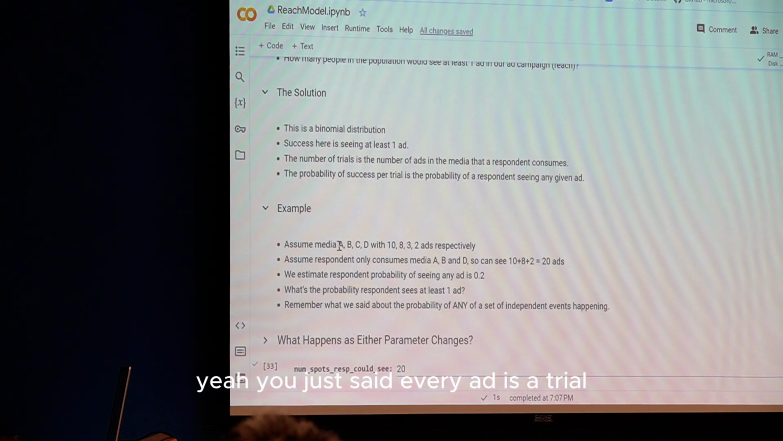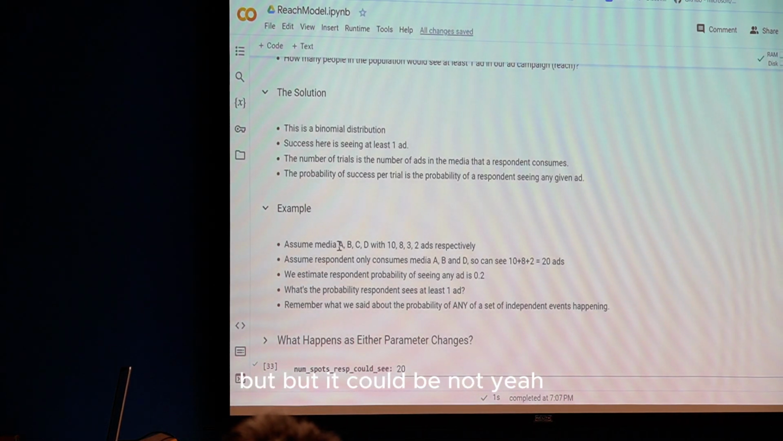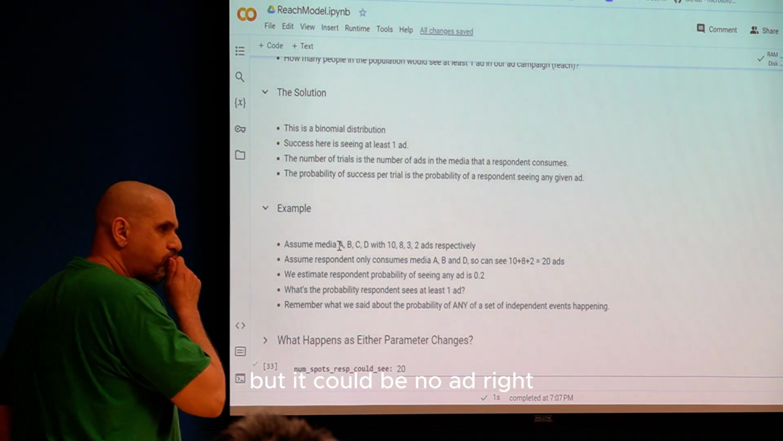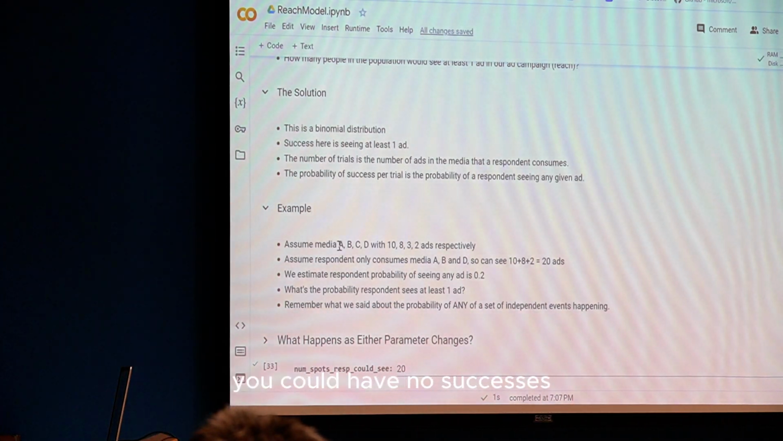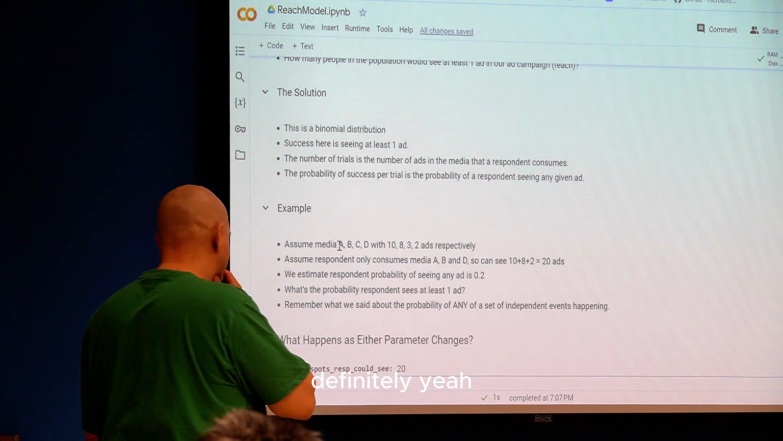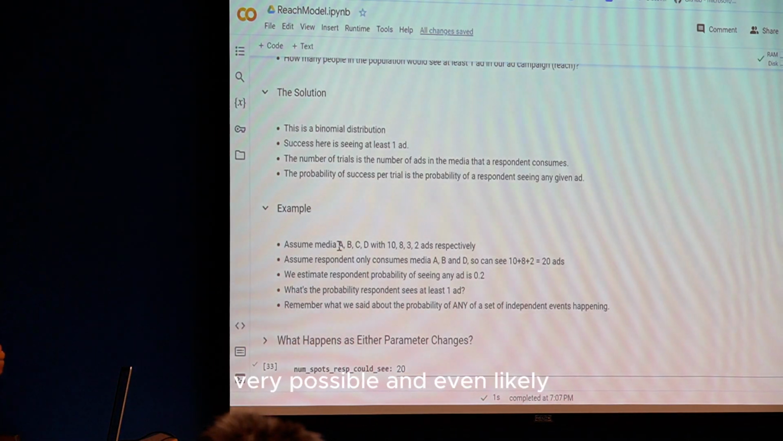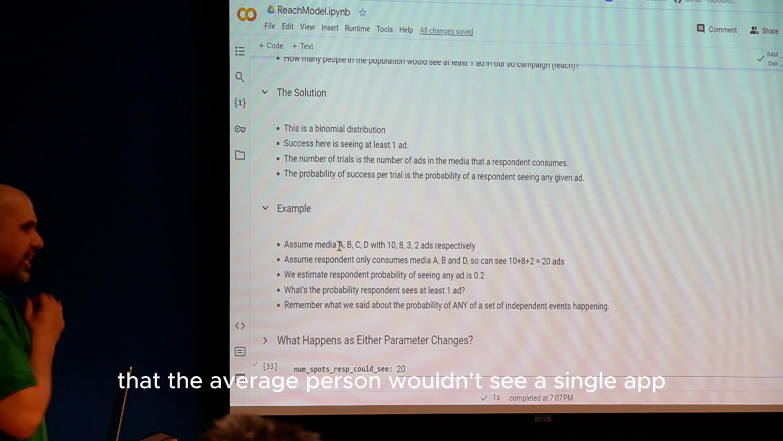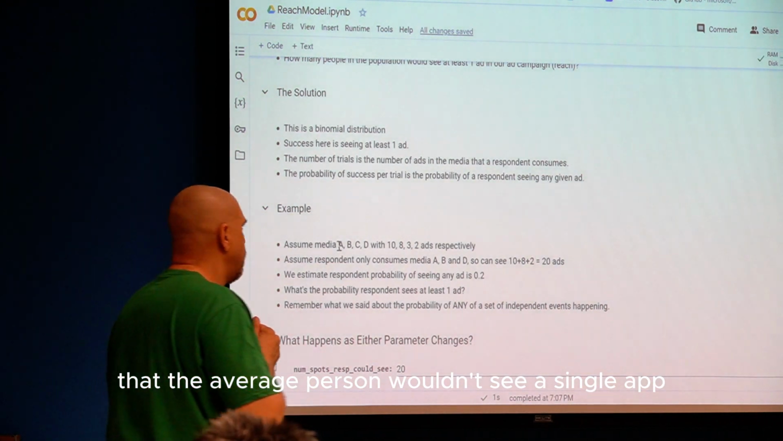You just said every ad is a trial, but it can be not. Yeah, but it can be no ad. Right. Just like rolling a die, you could have no successes. Gotcha. That's a good question. So it's very, very possible and even likely that the average person wouldn't see a single ad.